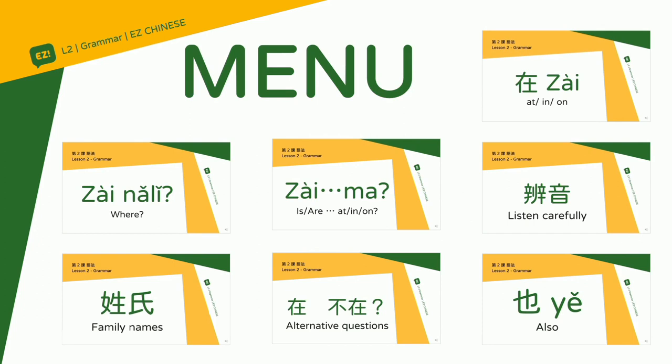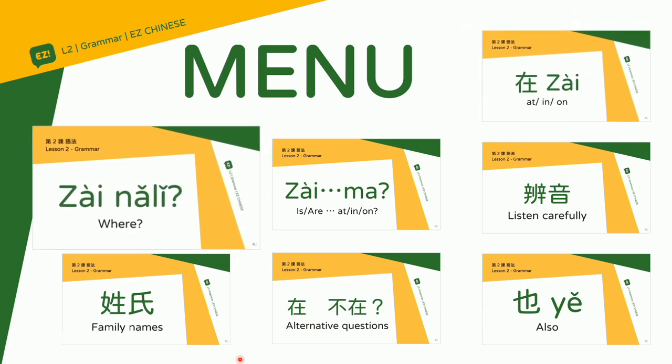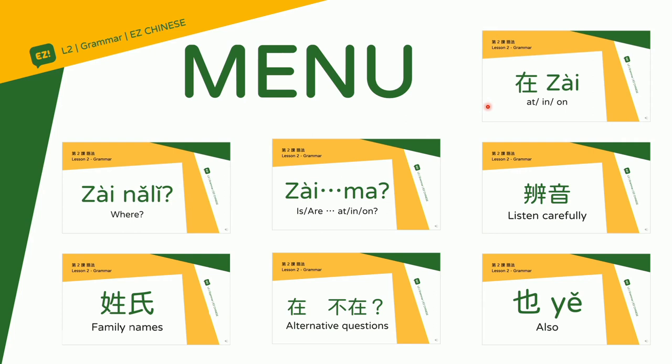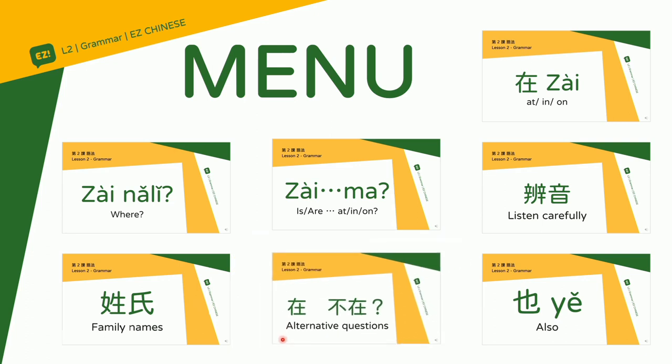There are 7 sections. First, we introduce 在, then how to ask where questions with 在哪里. The next section uses another way to ask where questions by adding 吗. In section 4, you will practice listening carefully to distinguish similar sounds and tones. Section 5 discusses how to correctly use family names and job titles. The next section will teach you alternative forms of asking questions by providing examples followed by exercises. The 7th and last section discusses the use of 也, meaning also.